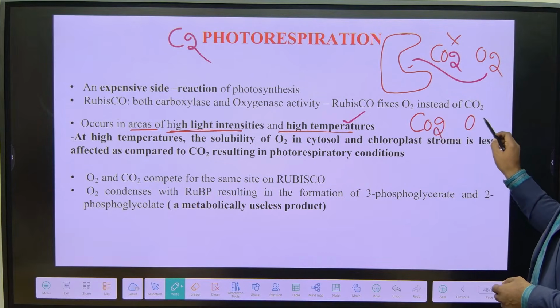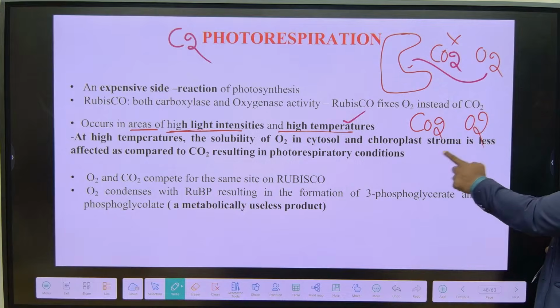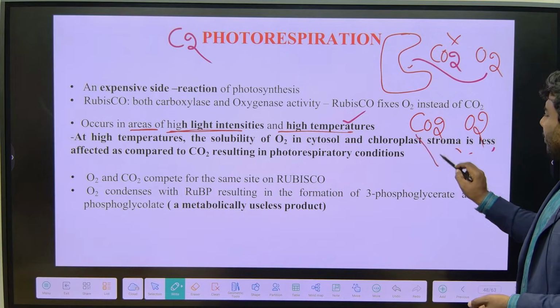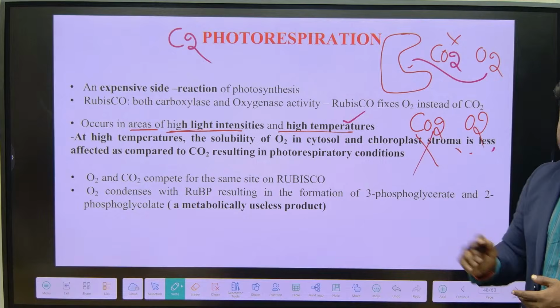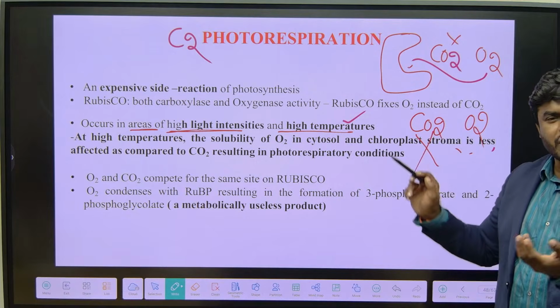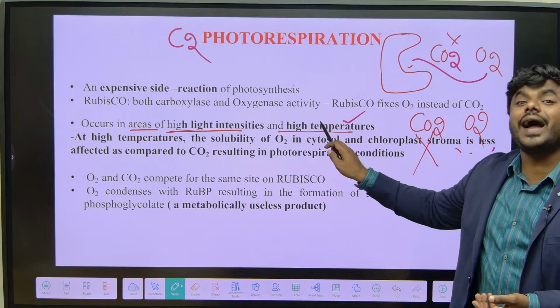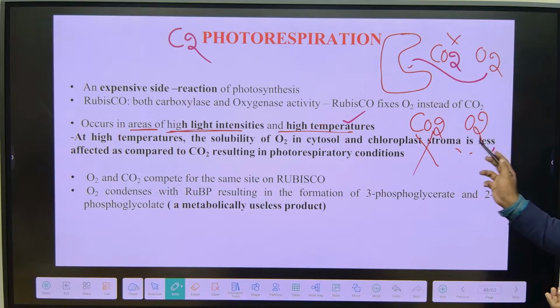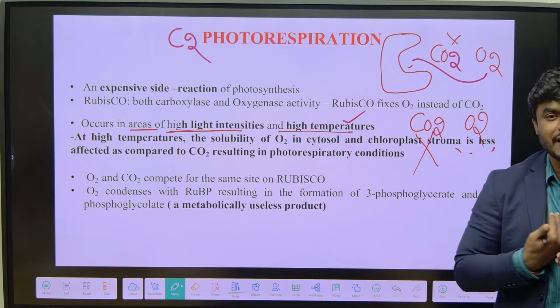When the temperature is high, carbon dioxide is available and oxygen is also available. But carbon dioxide is completely solubilized, which means there is no availability of carbon dioxide at high temperature. Then the only thing available is what? Oxygen. See, this is completely opposite to what happens in our human body.